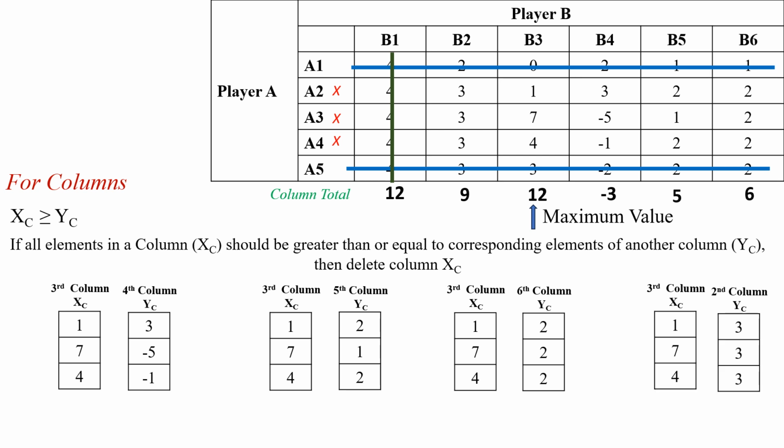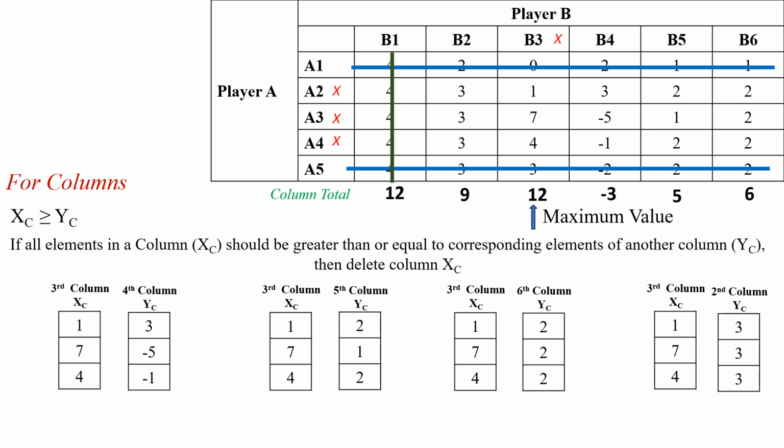So next, compare the third column with the second column elements, because the next minimum value is for the second column. So here also 1 is not greater than the 3. So here also dominance rule is not satisfied. So moreover, dominance rule is not applicable for the third column. So we have to skip the third column.